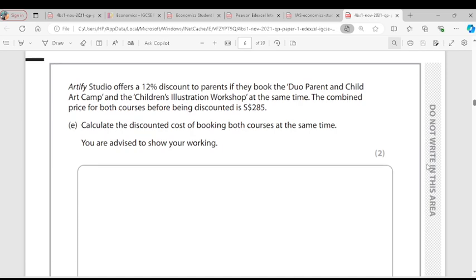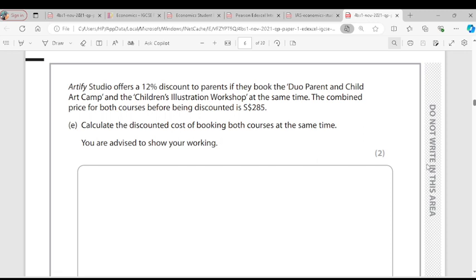Question E. Artify Studio offers a 12% discount to parents if they book the dual parent and child outcome and the children's illustration workshop at the same time. The combined price for both courses before being discounted is Singapore $285. Calculate the discounted cost of booking both courses at the same time. You are advised to show your working.